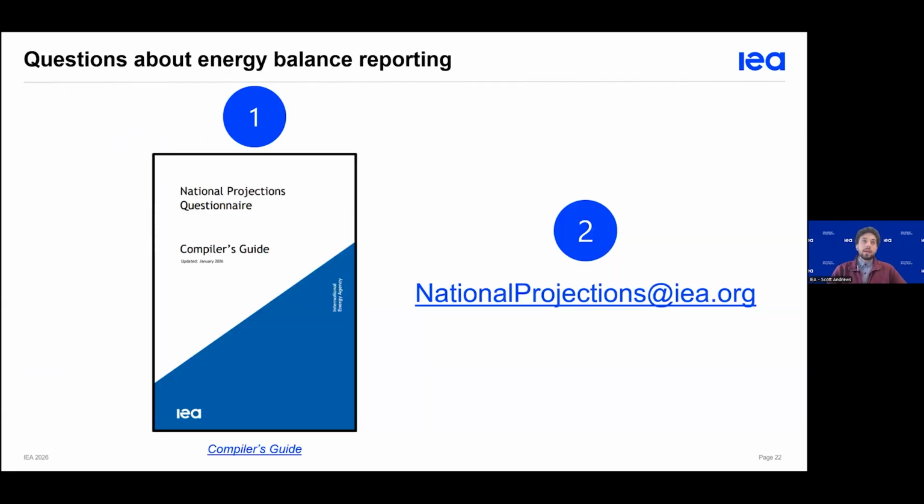And so then, if we have questions about energy balance reporting, the first thing we always ask for users to look at, or in this case, sorry, data compilers, is the compiler's guide. That's the main reference for how to fill out the questionnaire. And then if you're unsure how to report something in the questionnaire, even after reviewing the compiler's guide, we're more than happy to receive your questions at the email there on the slide.